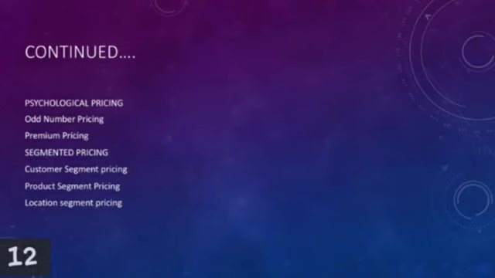For example, customer segment pricing. In customer segment pricing, you make the people pay differently. Different customers are charged different amount for the same product or services. For example, in hotels, the walk-in guests are charged higher than those who have reserved through travel agent. Or you can take an example of a museum where the students are charged lesser than the normal visitors.